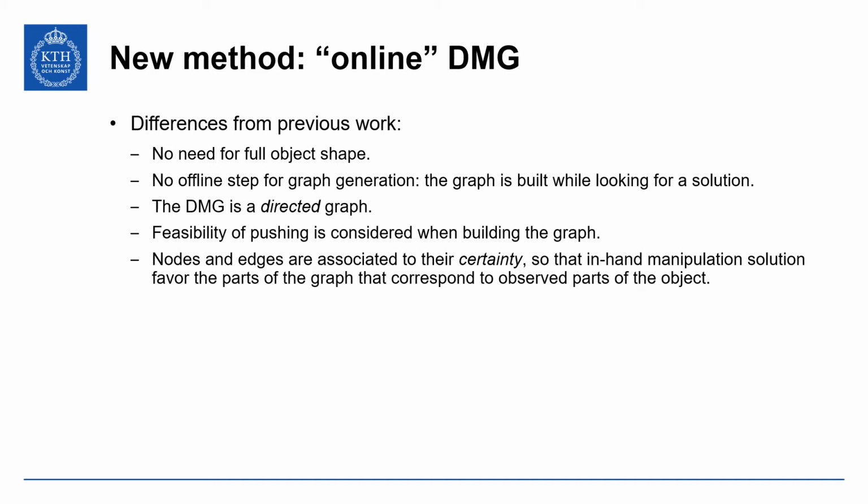In addition, the feasibility of a motion is directly checked when building the graph to improve the quality of connections between nodes. Finally, since we consider unknown object shapes, we associate each component of the graph to a quantity that defines the confidence or certainty that that part of the reconstructed object's shape is correct, so that planning in-hand manipulation can try to avoid motions that involve uncertain parts of the object.